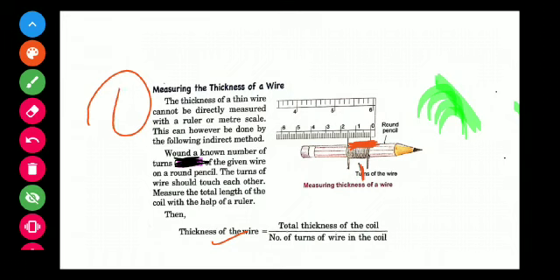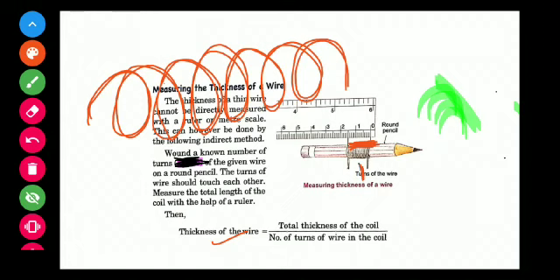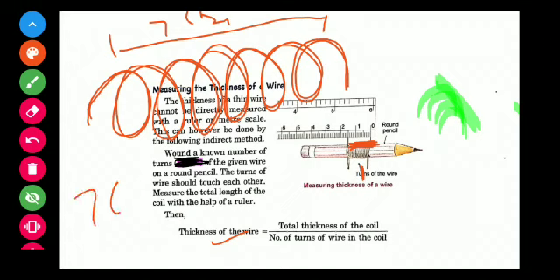For example, this is your number of turns. There are 7 turns, and let this length be 7 centimeter. Then what is the thickness of a single wire? Thickness of a single wire is 7 centimeter divided by number of turns, 7, that is 1 centimeter. So the thickness of the wire is 1 centimeter.